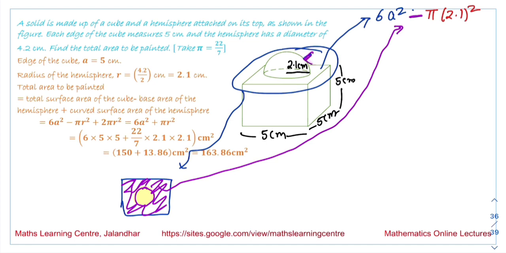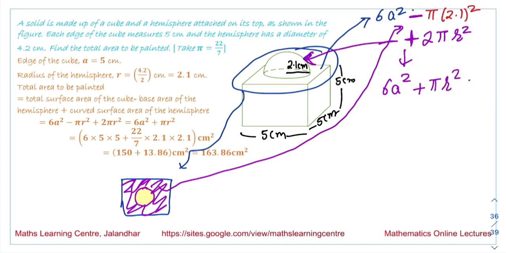We are adding to it the area of this spherical portion, and the area of this spherical portion is 2 pi r square. So the final answer we are left with is 6a square plus pi r square.